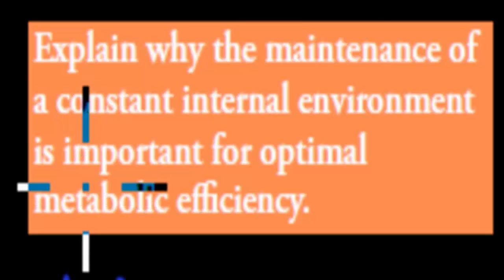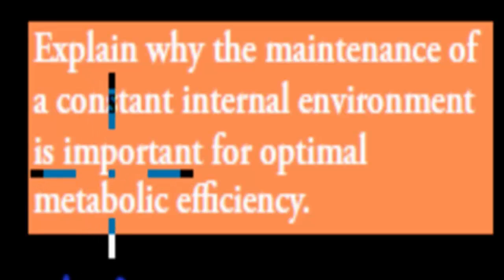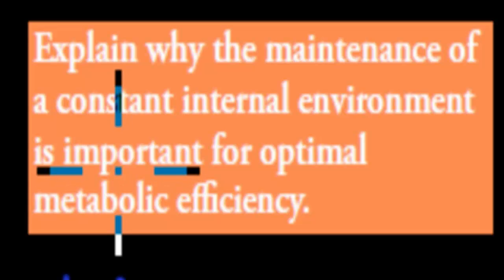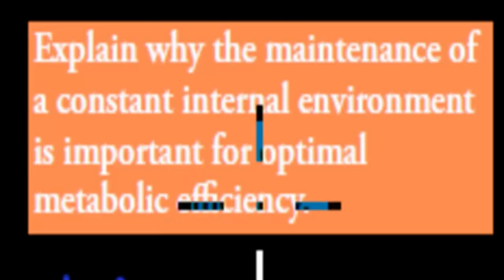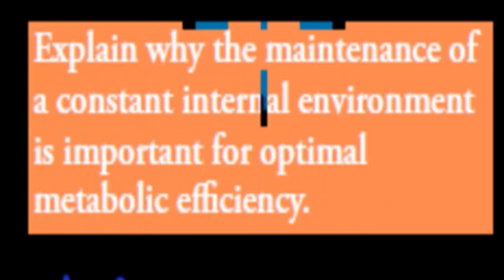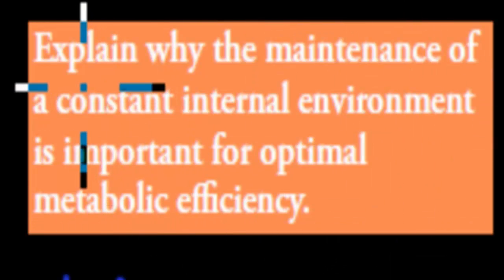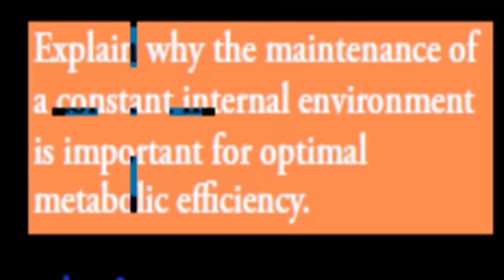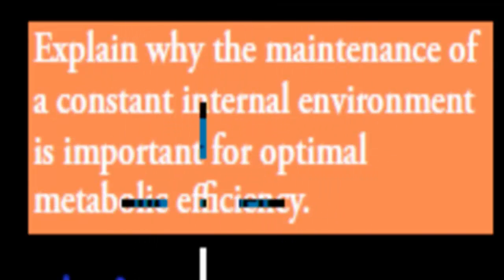Welcome back. In the last video, we talked about the enzyme activity experiment you would have done in class, and we talked about what kind of effect the change in concentration, pH and temperature would have had on the activity of your enzyme. In this video, we're going to cover something which is quite related. I'll read the actual dot point. It says, explain why the maintenance of a constant internal environment is important for optimal metabolic efficiency.